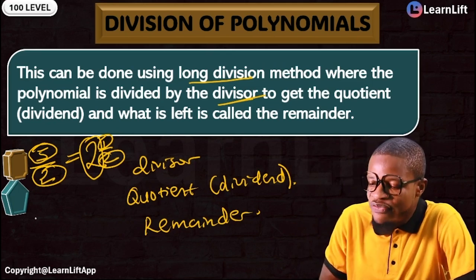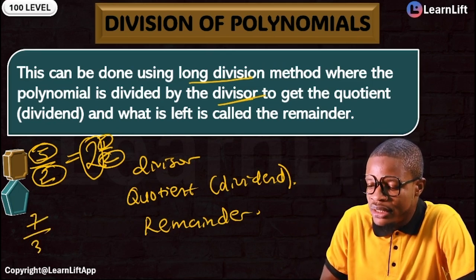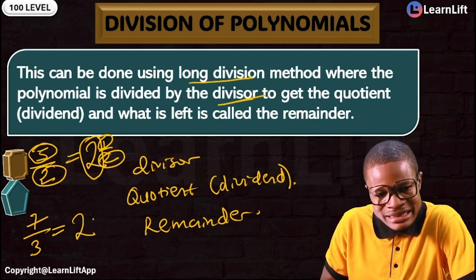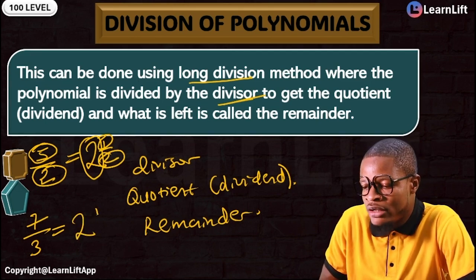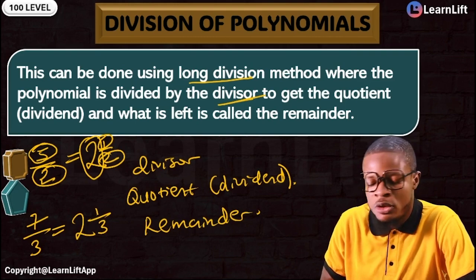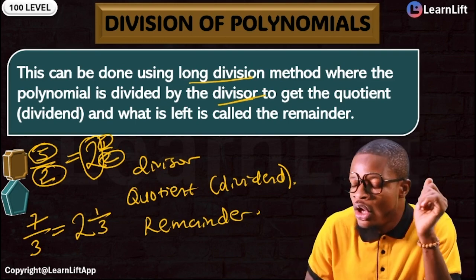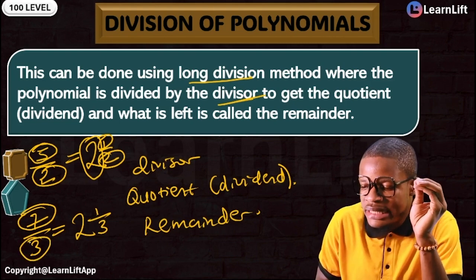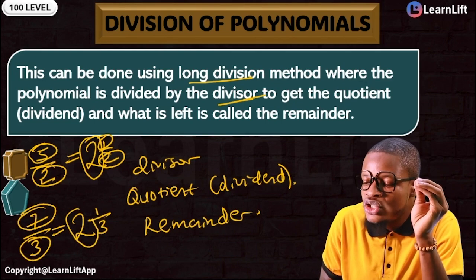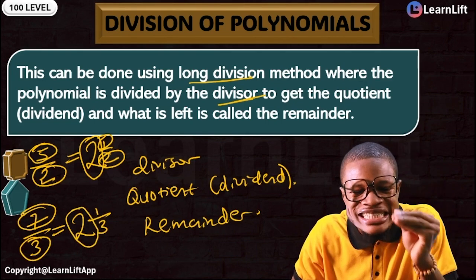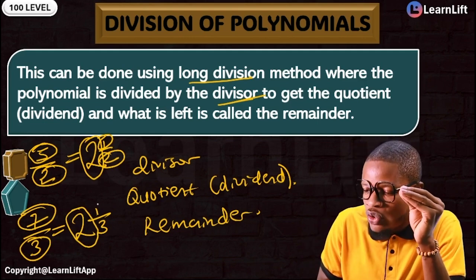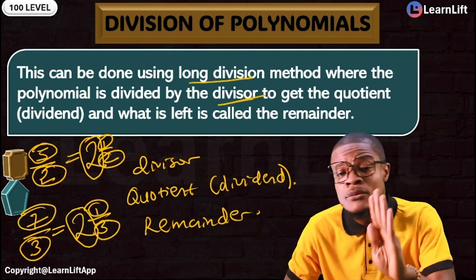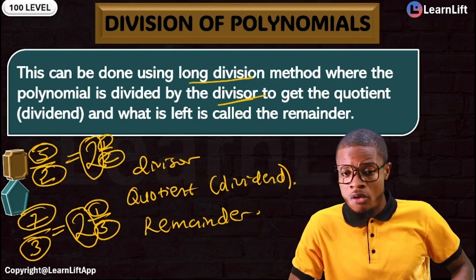Let's say, for example, 7 divided by 3. What is 7 divided by 3 going to give you? It's going to give you 2, remainder 1, that is 2 and 1 over 3, because 6 plus 1 is 7. Now, listen carefully. 7 is more like the polynomial. 3 is called the divisor. 2 here is called the quotient or dividend. 1 here is called the remainder. And 3 here, of course, is the divisor.